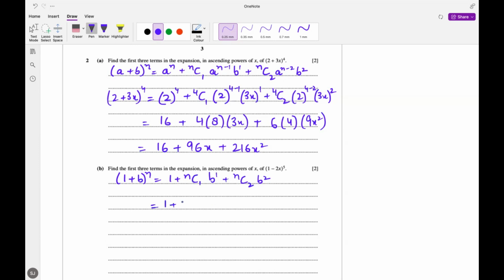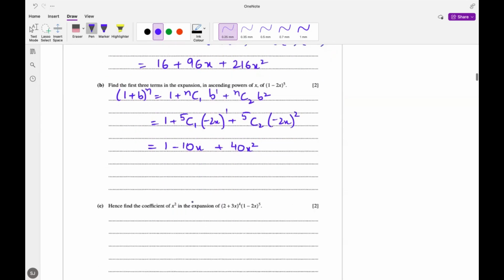So n is 5, so this will become 5C1. b is minus 2x, so this will be (-2x)^1 plus 5C2 (-2x)^2. Substituting this in the calculator, we'll get 1. So 5C1 is 5 into minus 2, which will become minus 10x. 5C2 is 10 times, so this will be plus 4x squared. So 10 into 4x squared will be 40x squared.